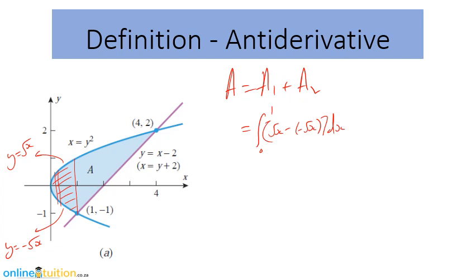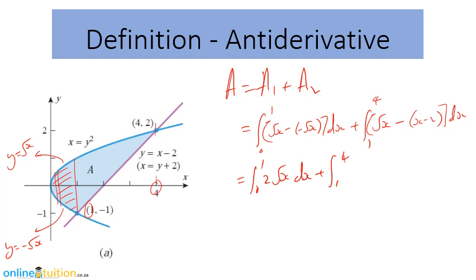Now what about the other one? Well, there x runs from 1 all the way to 4, and the top function is still, in this case, root x, but the bottom function is a straight line, which is x minus 2. Watch how beautifully I write the dx. So what is root x minus minus root x? So 0 to 1, it becomes 2 root x dx. Simplify from 1 to 4. So this becomes root x minus x plus 2 dx.